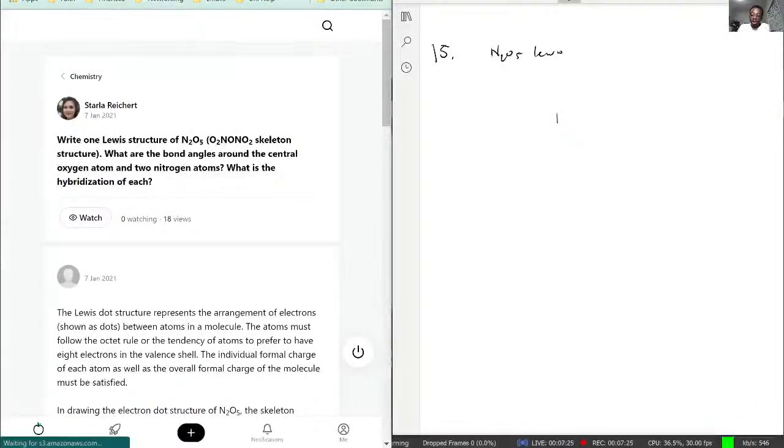Okay, so that's definitely a great start. For N2O5, we need a total of, well, for nitrogen, we have 5 electrons each for the valence shell, so that's 10 electrons. And O5, we have 6 electrons each times 5, that's 30. We're working with 40 electrons total for this compound.